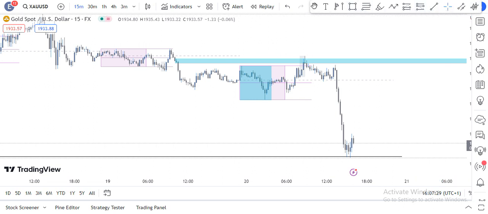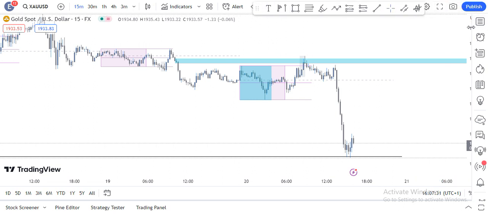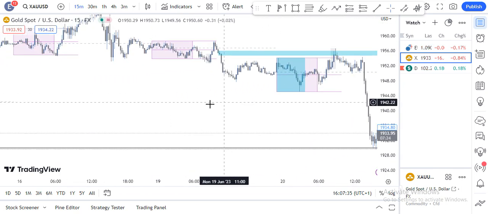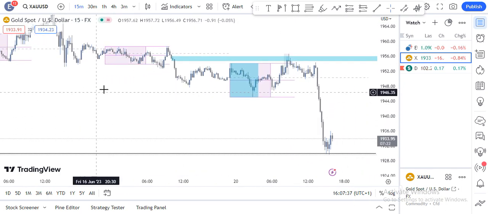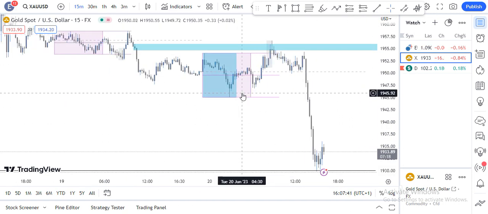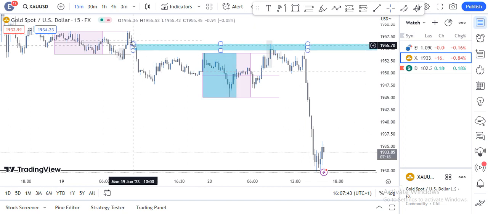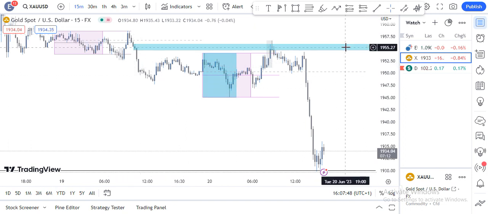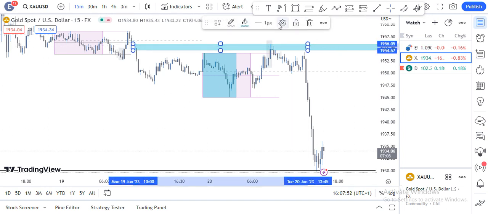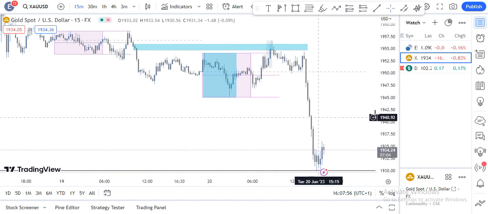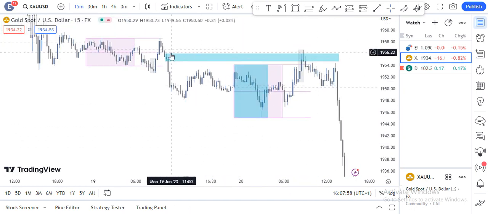Okay, so above Tokyo we're going to use this POI that I like so much, the 15-minute indecision candle. Okay, so it's already marked up here because I used it for my analysis, and there we go. So this is your indecision candle on the 15-minute. Here, this is our candle.